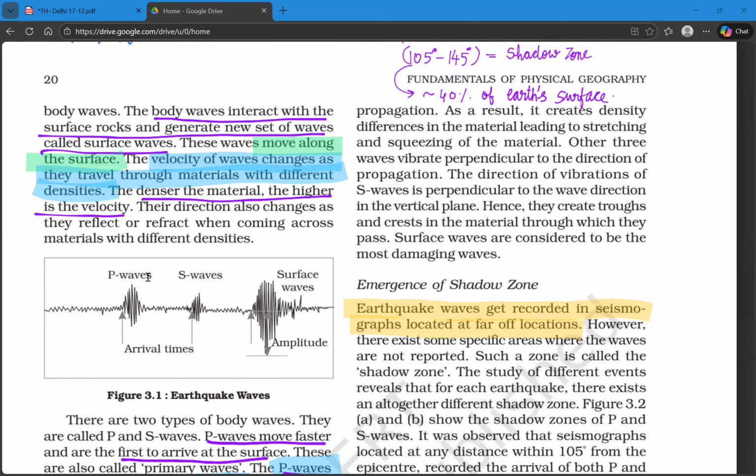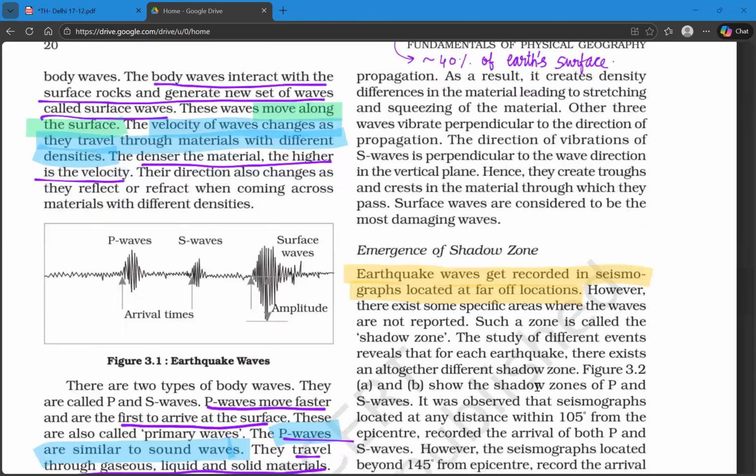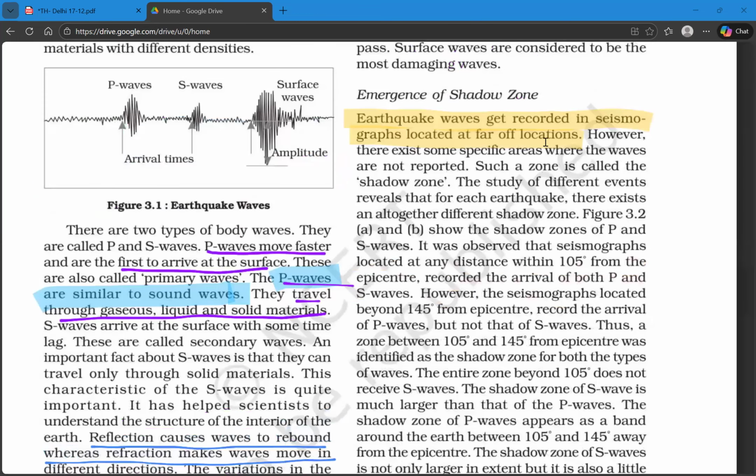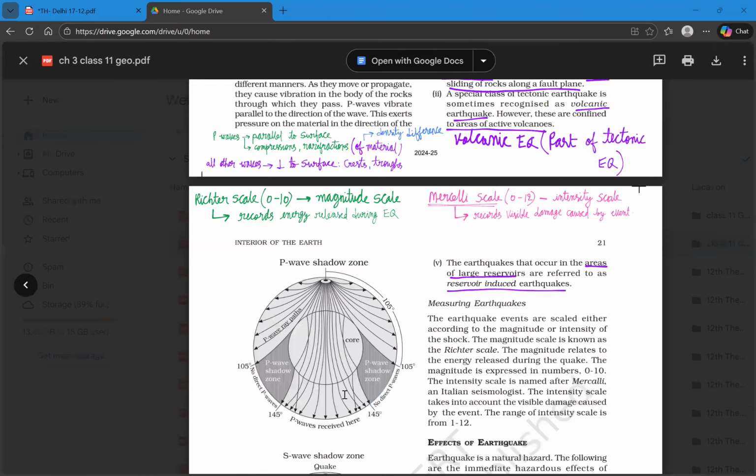So here, if this is a P wave, it moves in this direction, that is parallel. If the wave has to move from this point to this point, the wave propagates like this. So it creates stretching and squeezing of material, while the S wave moves perpendicular to its direction like this. So this is the difference between P wave and S wave. In P wave, we have parallel propagation, and in S wave, we have perpendicular propagation. This emergence of shadow zone, as I've explained here, it is the same.